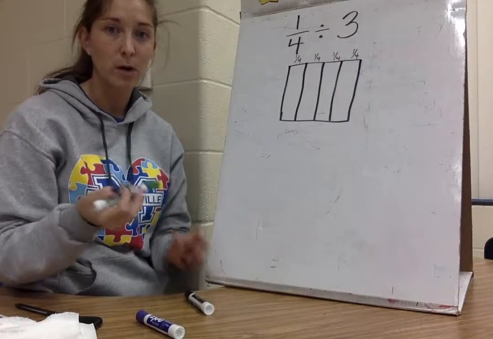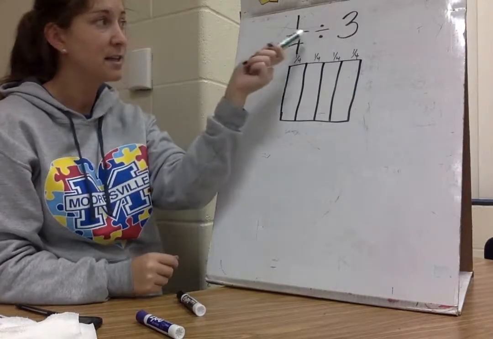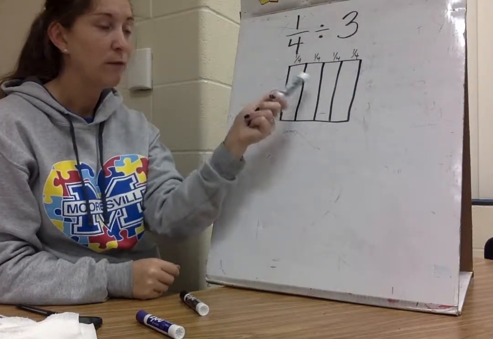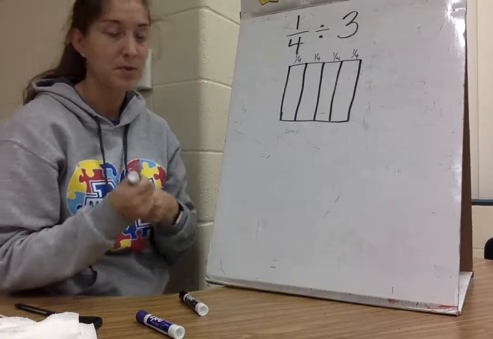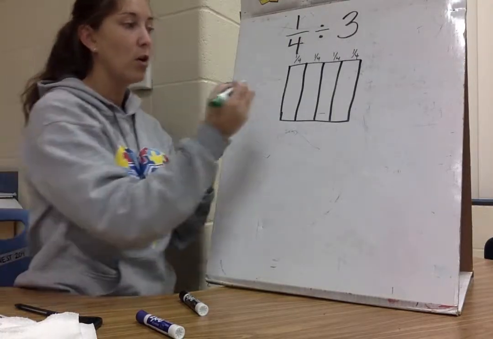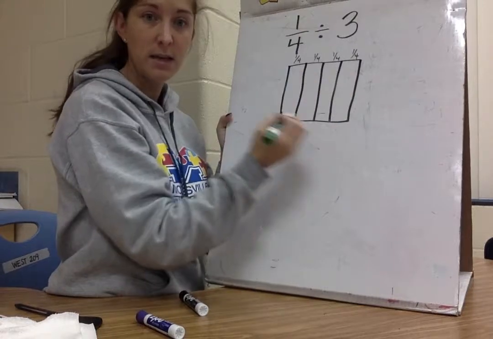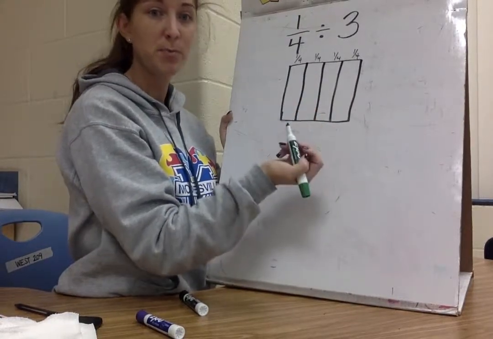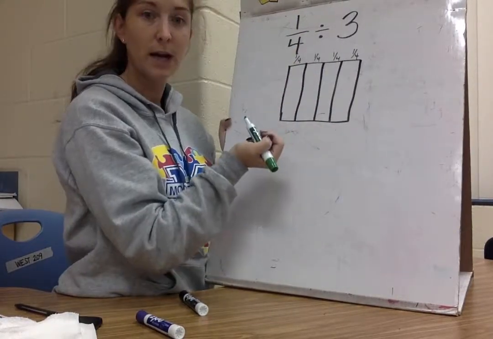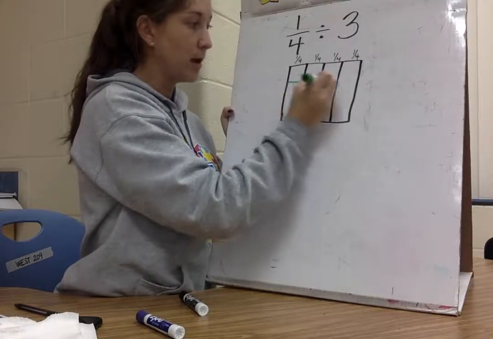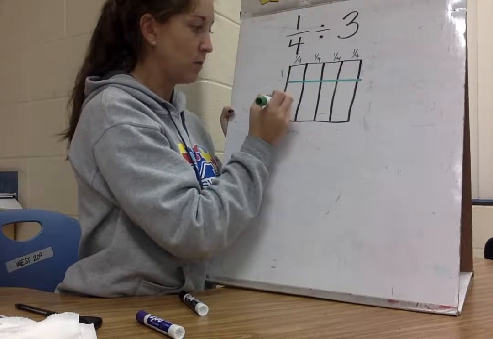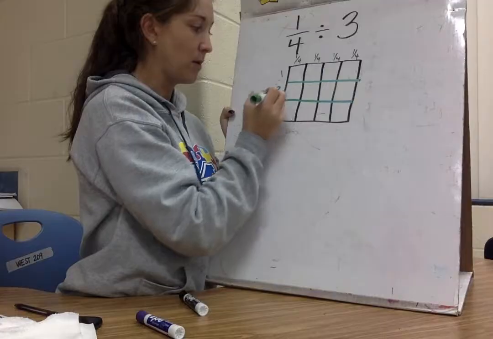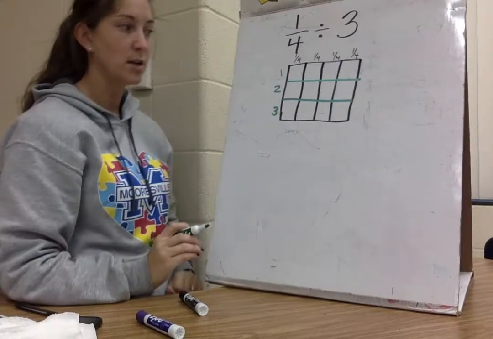With my green marker, I've got to then divide my 1/4 into 3 groups. So horizontally, I'm going to split my 1/4 by 3. So I would cut it there, that represents 1, there, that represents 2, and this down here is 3.